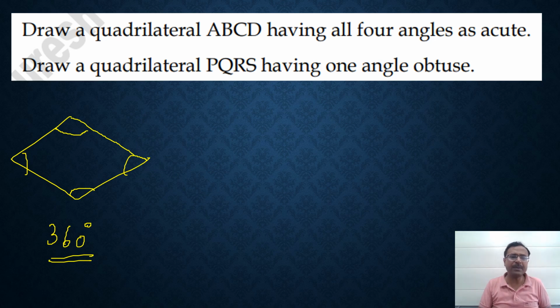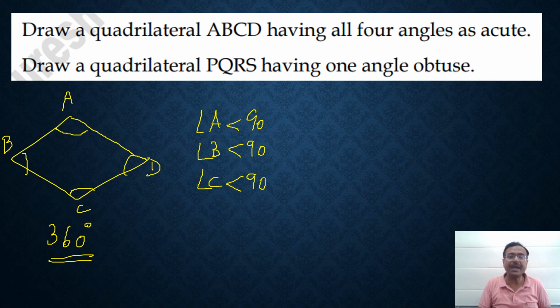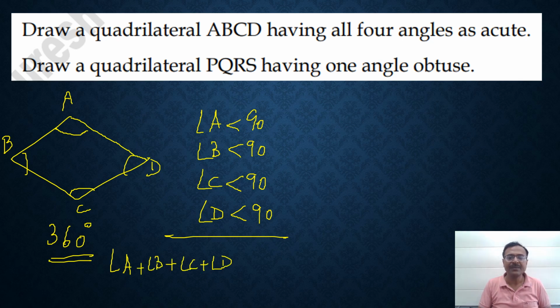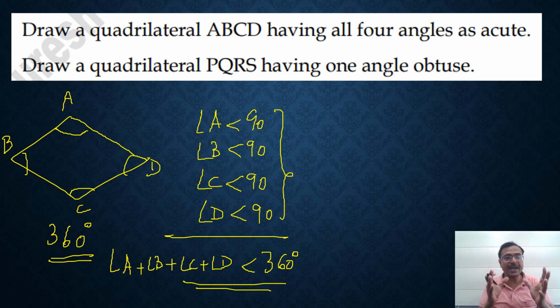If you name the four angles A, B, C, D like this, and if angle A is less than 90, angle B is less than 90, angle C is less than 90, acute, right? And angle D is also less than 90. If you add them, angle A plus angle B plus angle C plus angle D will obviously be less than 90 plus 90 plus 90 plus 90, that is 360 degree. And in that case, if the sum of the angles is less than 360 degree, it is not going to form a quadrilateral. So what is the answer for the first question? The quadrilateral cannot be drawn.